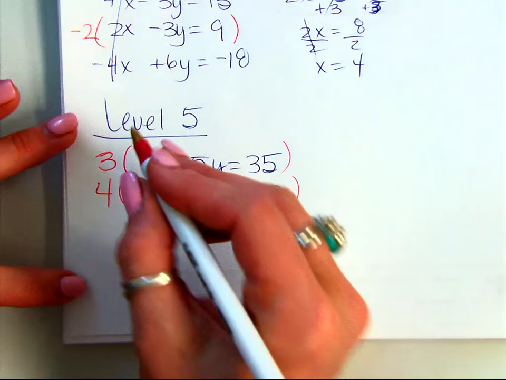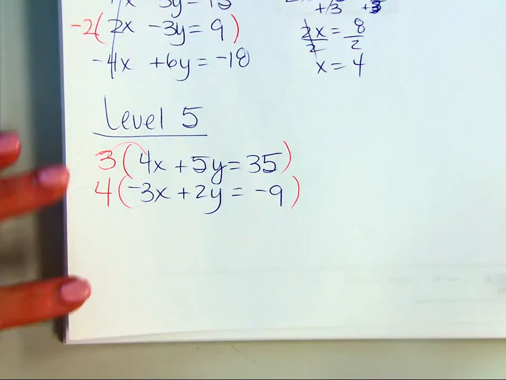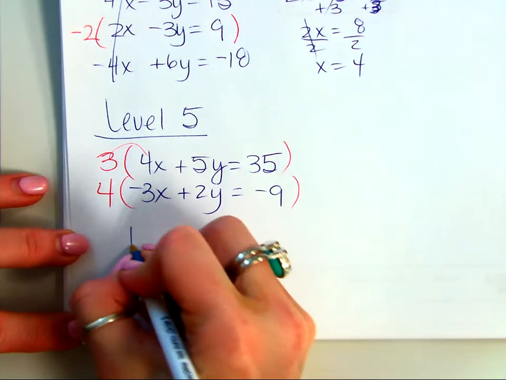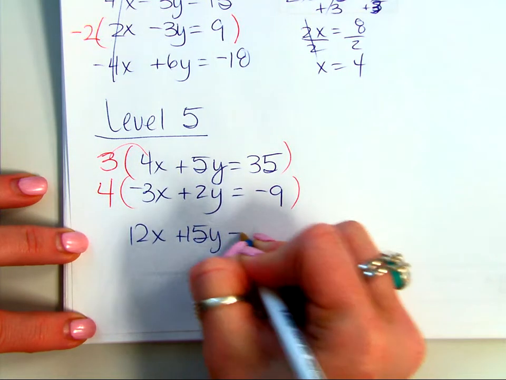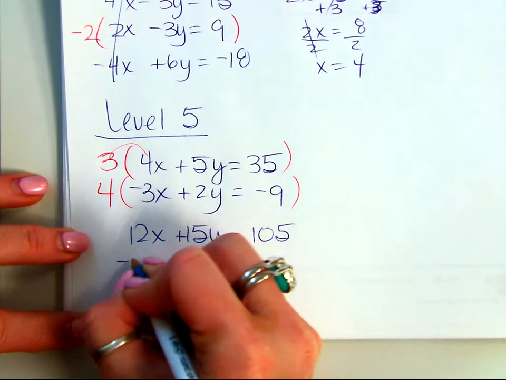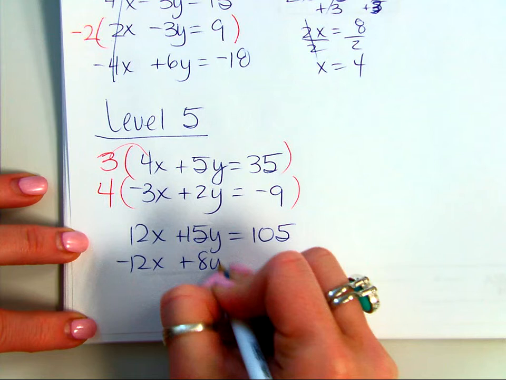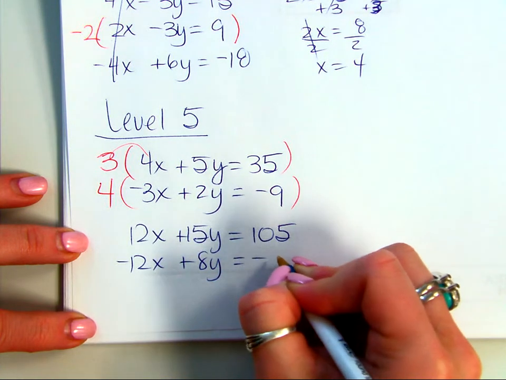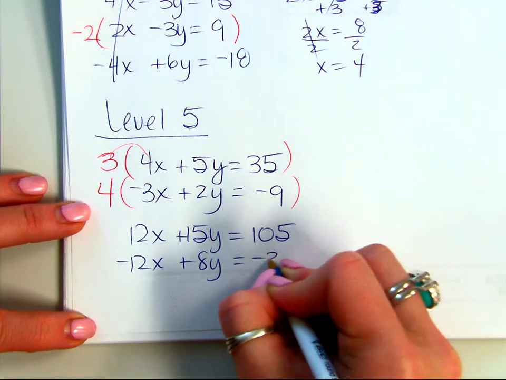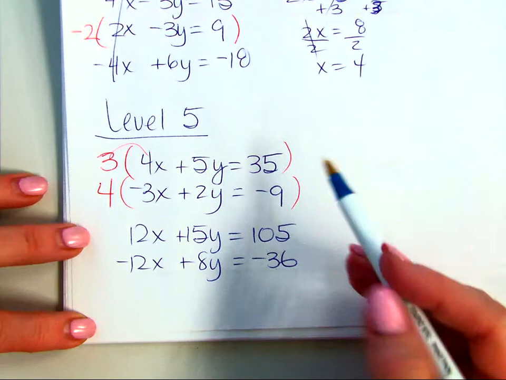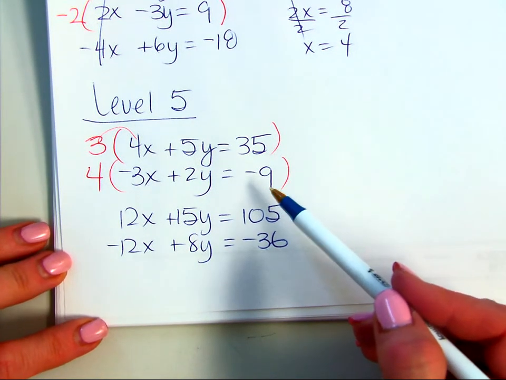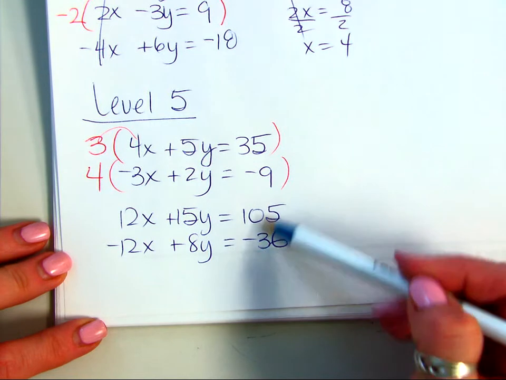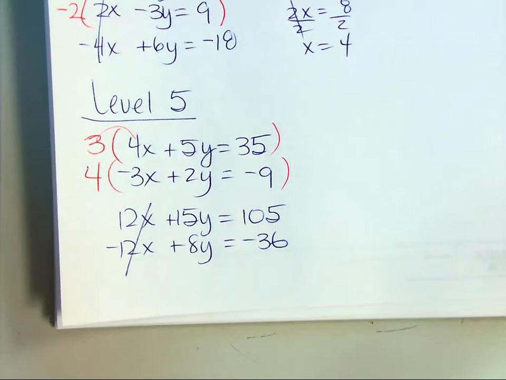So now I'll have, and I will just distribute it through. You're going to have a 12x plus 15y equals 105. A negative 12x plus 8y equals negative 36. And now I don't need those equations. However, I'm going to keep them there because when I go back and substitute to get my second value, I'm using one of these. I'm not using these. Okay? Are you okay with that? I don't want to keep finishing the problem. I want to keep getting you some more examples.